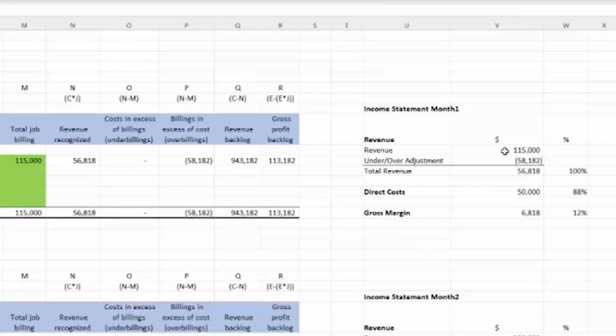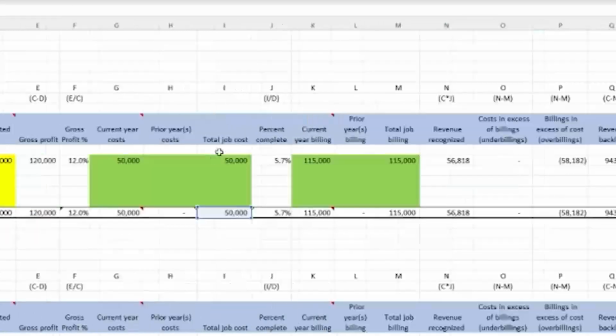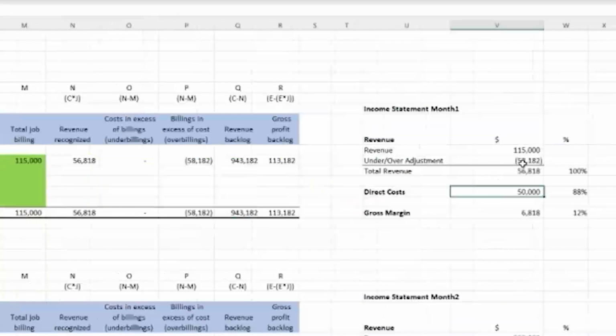Well, over here on the P&L, here's our revenue. So that's 115,000. That's what we billed. I'm going to come back to this one in just a second. There's our direct costs. So that's 50,000. That's what we incurred. Now let's just say we don't have an under over billing and all we did was post billings and post cost. That means we get 115,000 in revenue minus 50,000 in direct costs. Well, that says, wow, we made 65,000 or 57% margin for the month one. That'd be fantastic, but we know we only bid the job to make 12.